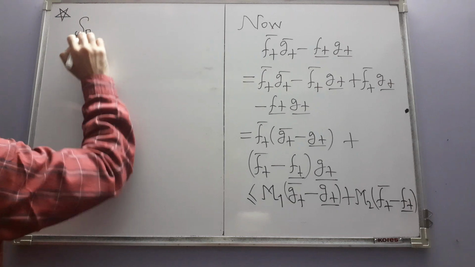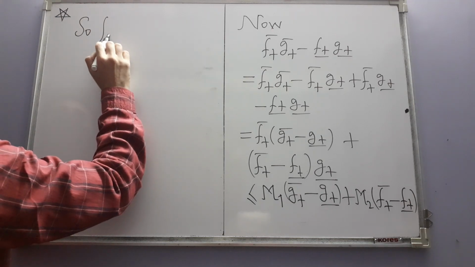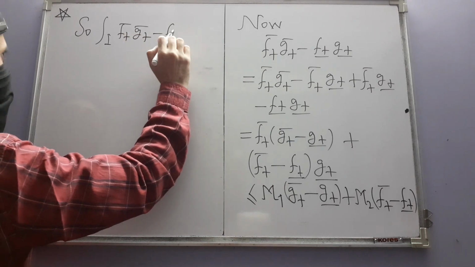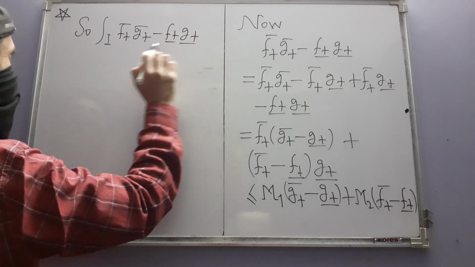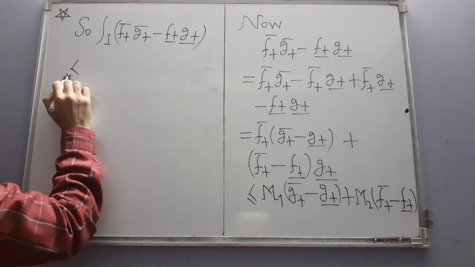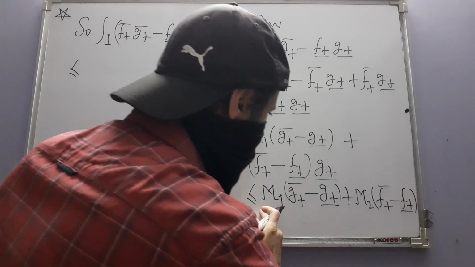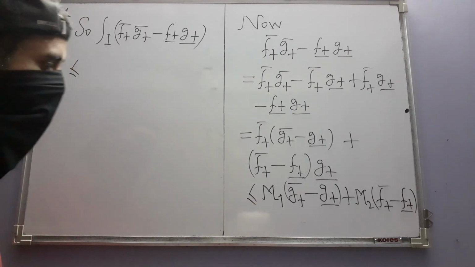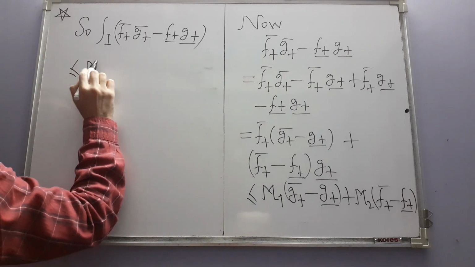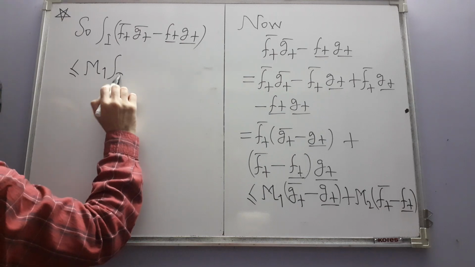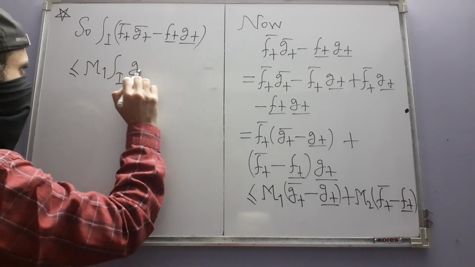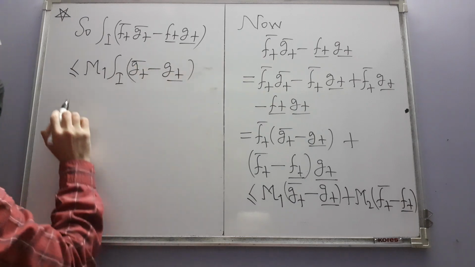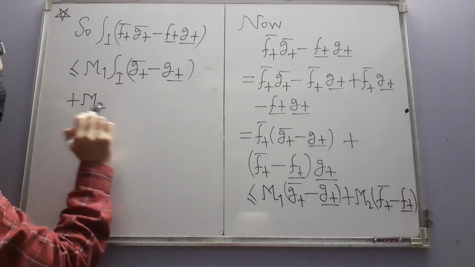So the integral of this minus this is less than or equal to the integral of this. However, m1 of course can be taken out and you have this plus m2.